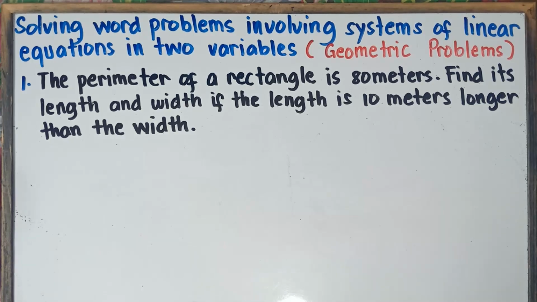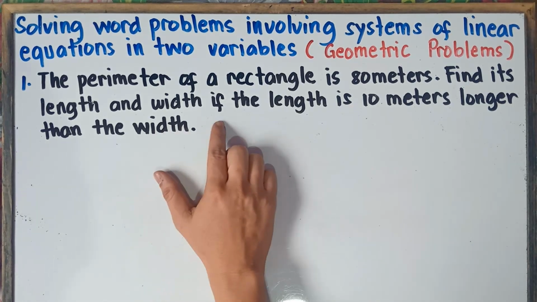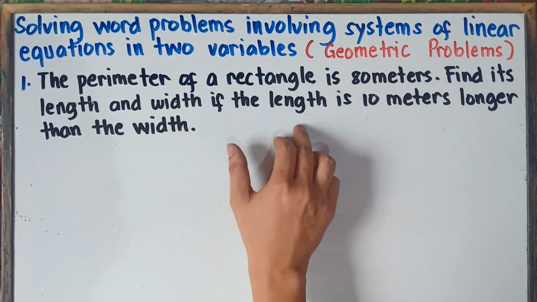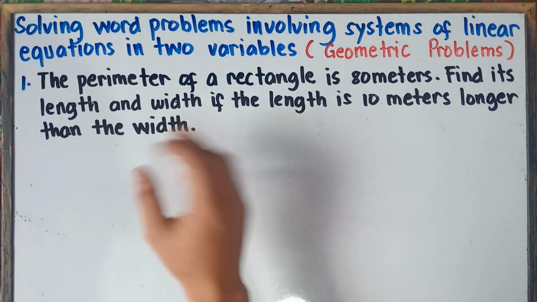Alright, so let's start with example number 1. The perimeter of a rectangle is 80 meters. Find its length and width if the length is 10 meters longer than the width.